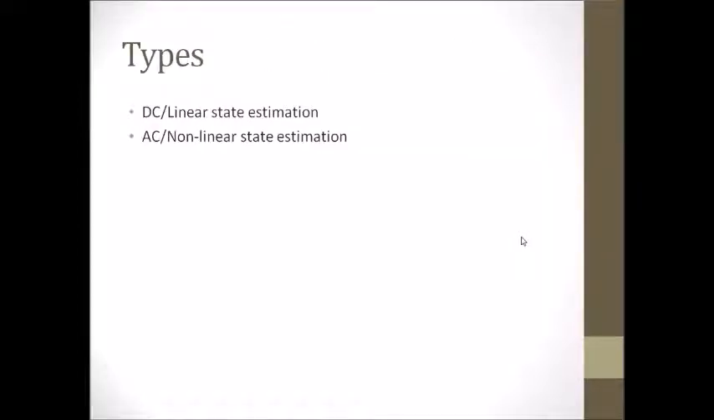There are two main types of weighted least square estimator. One works with the DC or linear power flow equations, another works with the AC or nonlinear power flow equations. So they are called the DC or linear state estimator and the AC or nonlinear state estimator.